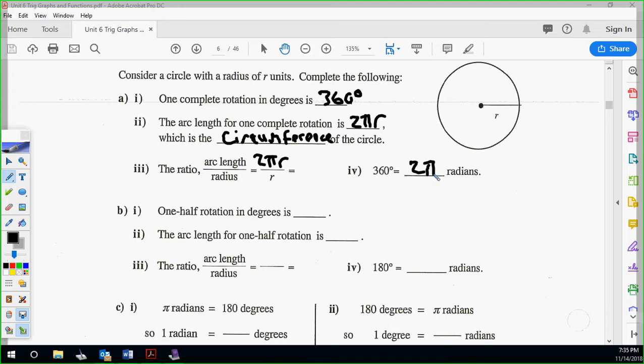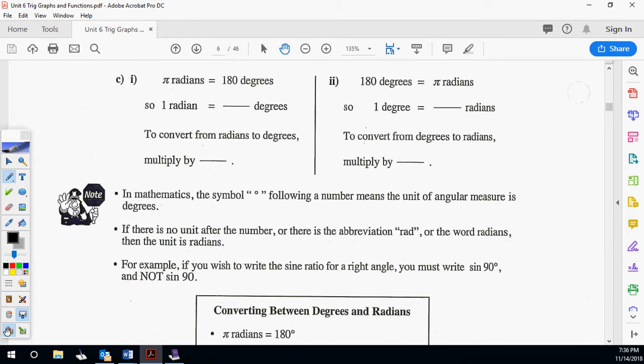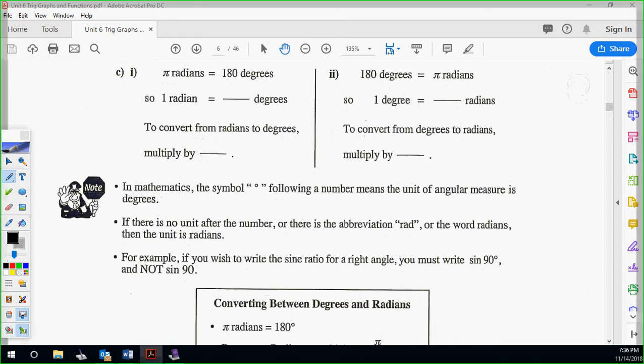So 1/2 of the rotation in degrees, half of 360, is 180. So they're kind of just piecing together stuff I just wrote for you on the starter here. The arc length for 1/2 the rotation is pi r. So instead of 2 pi r, half of 2 pi r is just pi r. And so when we set it up again, we have pi r over r, so the r's cancel. So 180 is pi in radians. Okay, so we're just getting the idea of radians. Let's keep going on these. So pi radians equals 180.